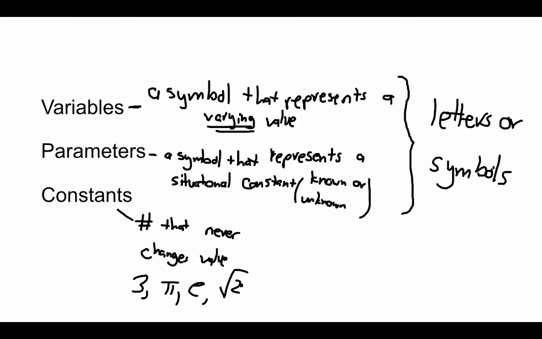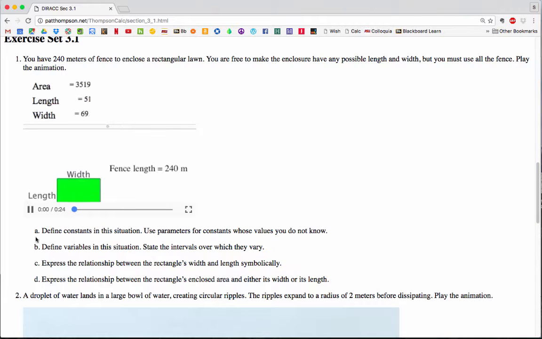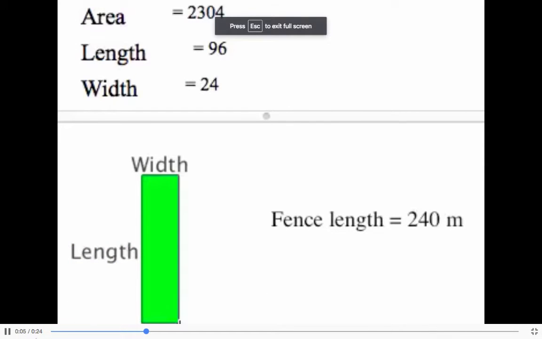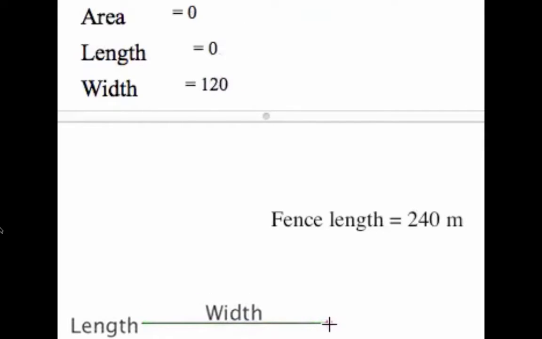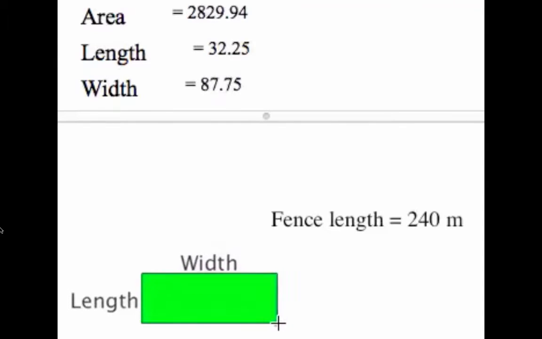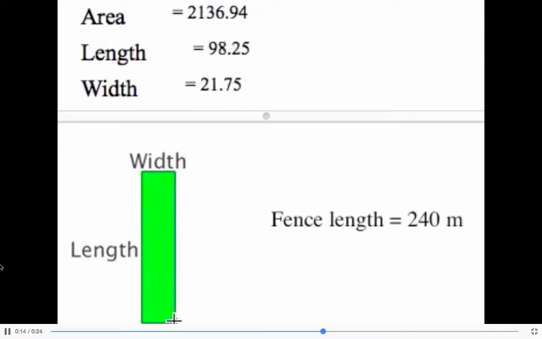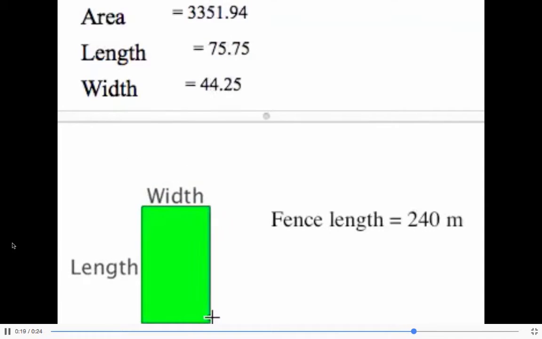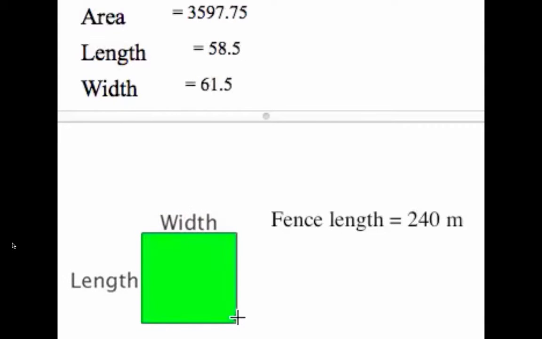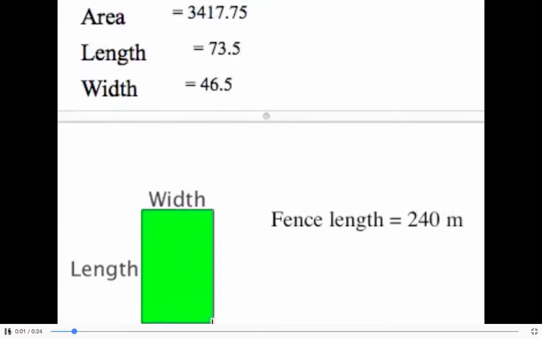I'm going to actually go to the book for this. So in a second I'm going to go ahead, actually now I'm going to go ahead and clear these answers. So we have the situation where the length and the width can change, but the fence length remains the same. And so what if I define some letters here? Because remember, variables and parameters are not the varying or constant quantities, they are the symbols. They are the letters or symbols.